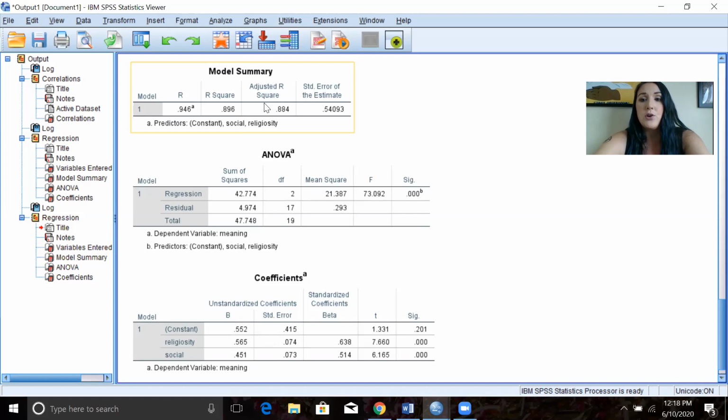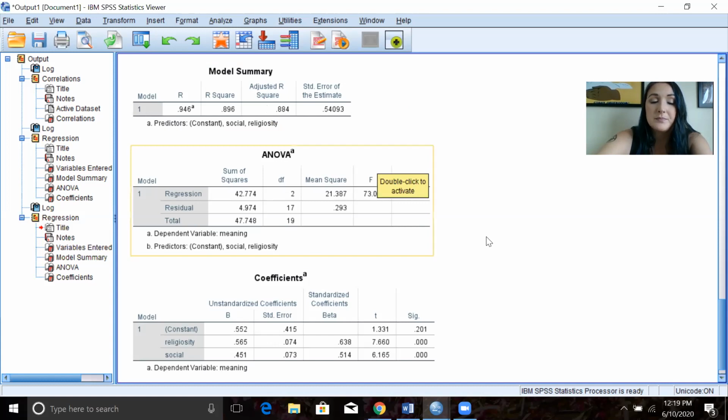The idea is we know how strongly religiosity is associated with meaning in life. Are we strengthening the accuracy of our predictions when we throw social connectedness into the model as well? To figure that out, you have to think about how your R squared value has changed and or how the standard error estimate has changed.